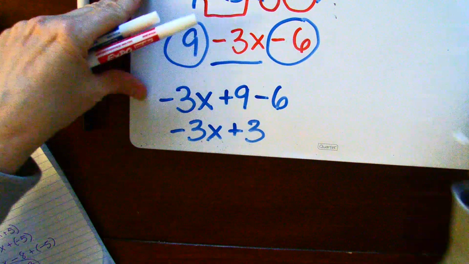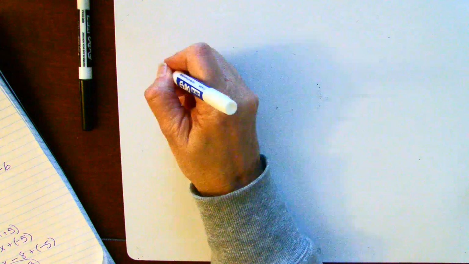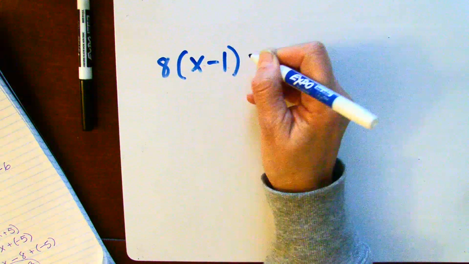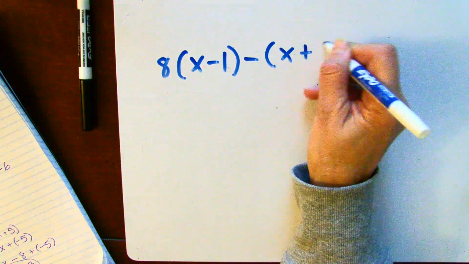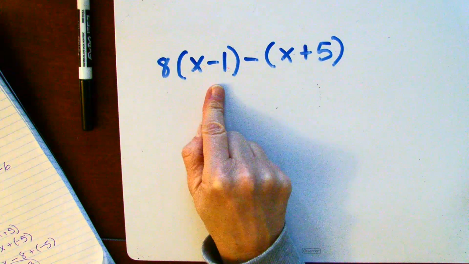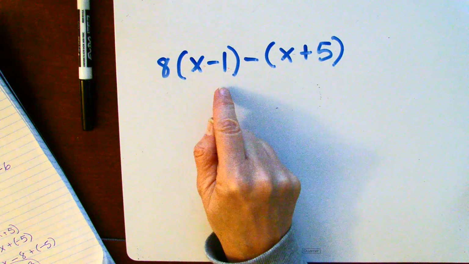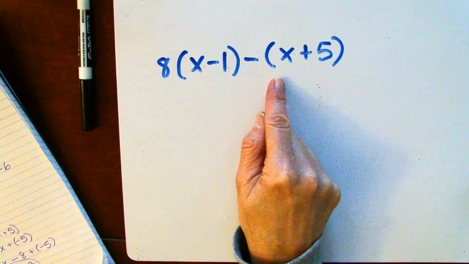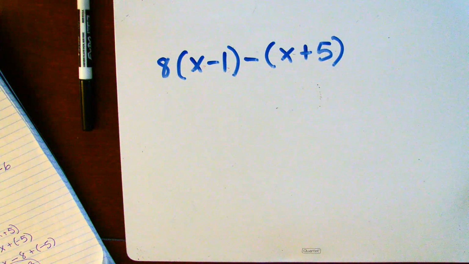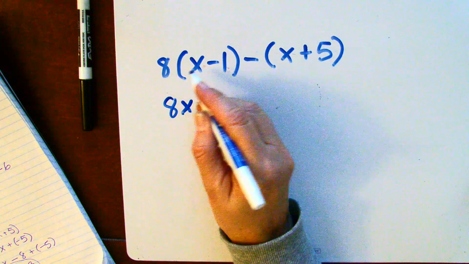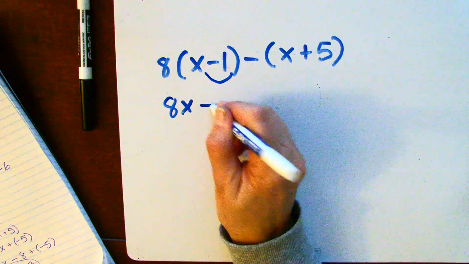Let's look at another problem like this. In this example, we have 8 times the quantity of x minus 1 minus the quantity of x plus 5. So we're going to apply distributive property to get rid of these parentheses. And we're actually going to do distributive property on the second part as well. Let me show you. In this one, we have 8 times x gives me 8x, and then 8 times a negative 1 is going to give me minus 8.